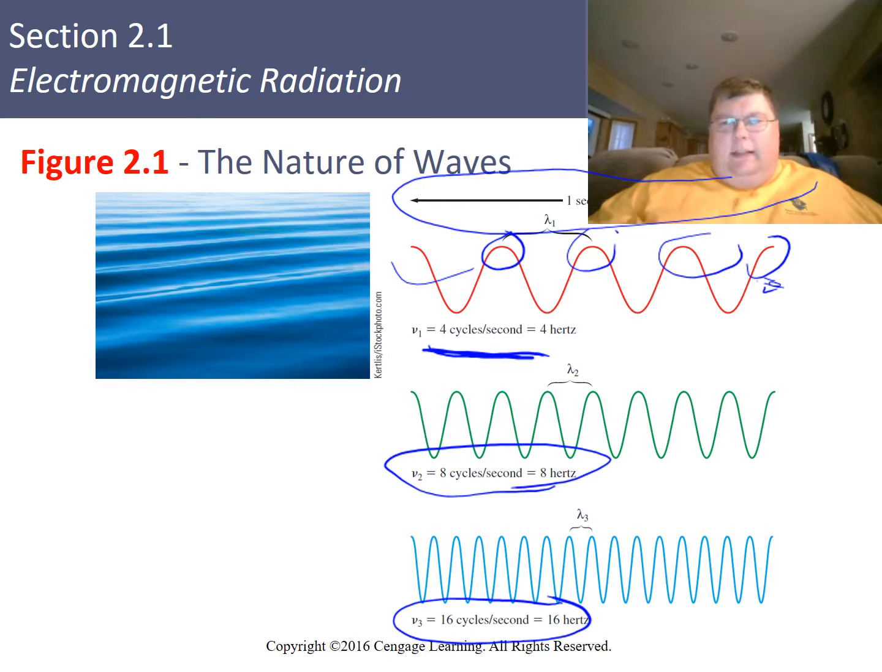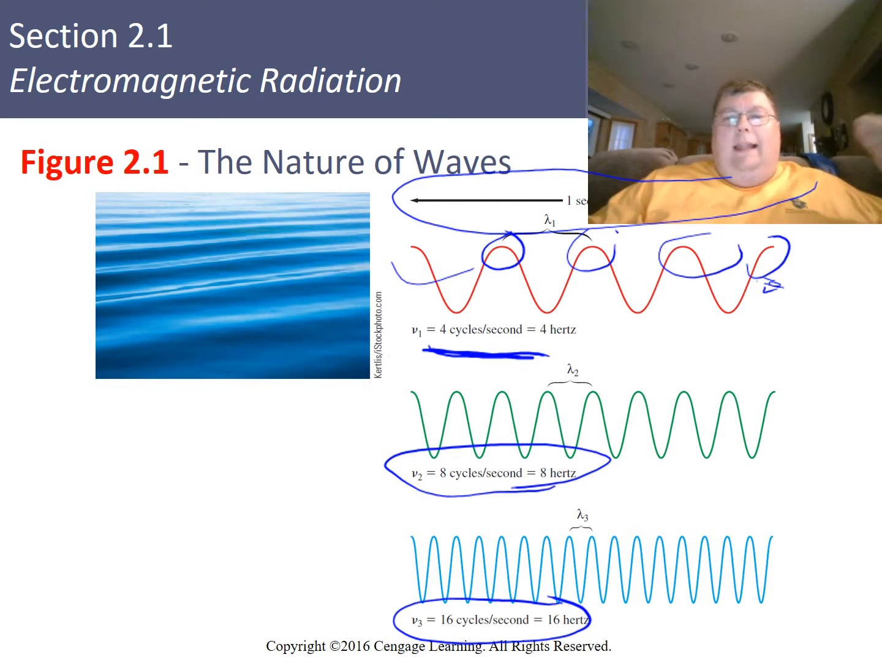So as you can see on this slide, the nature of waves. Now, if we've got a graph where 1 second is that long, what we can see is the relationship between frequency and wavelength. So here the frequency in this red line is 4 cycles per second, or 4 hertz. That's because you've got 1, 2, 3, and then 4 total waves passing by during 1 second. And that's given lambda 1.